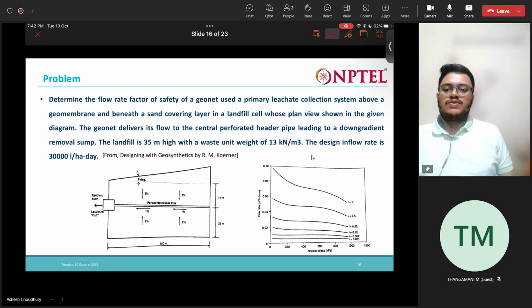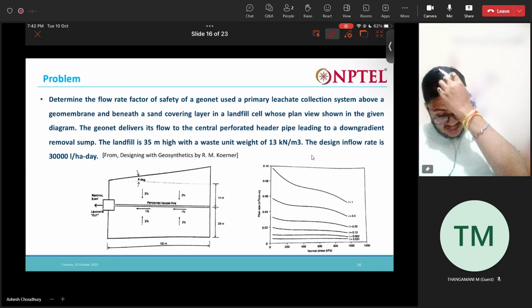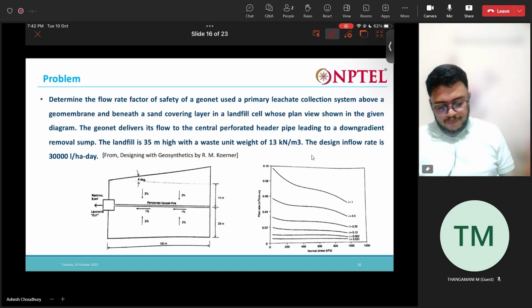The landfill is 35-meter high with a waste unit weight of 13 kilonewton per meter cube. The inflow rate is... okay. So this is actually a drainage problem, right? So you have a landfill.